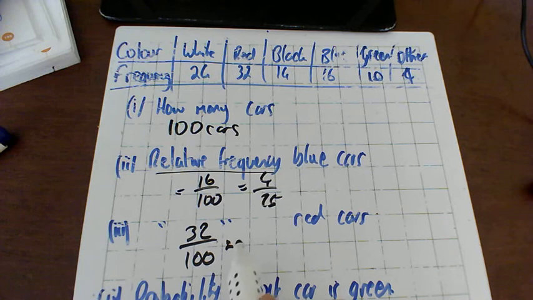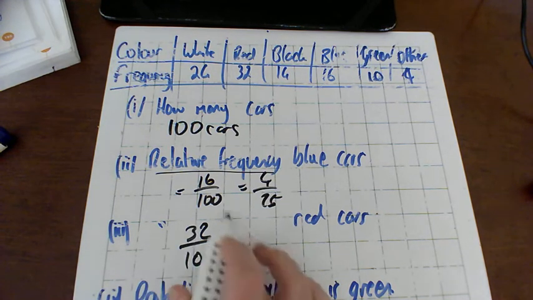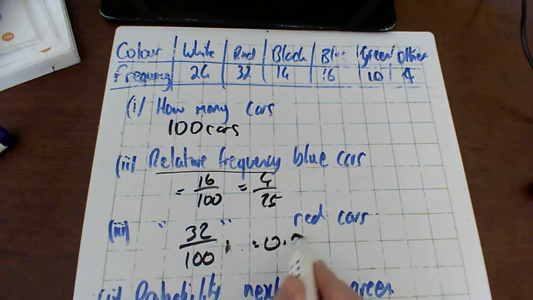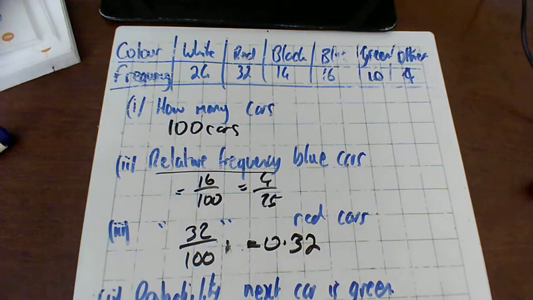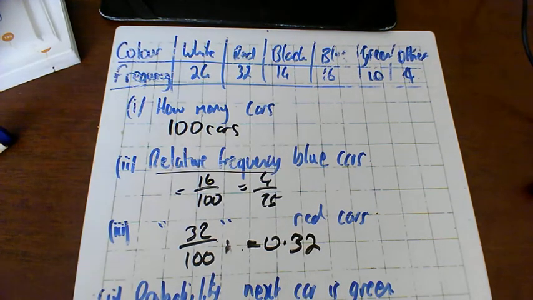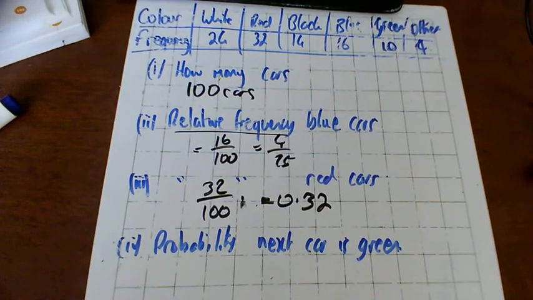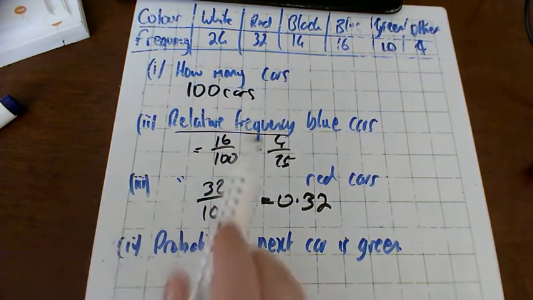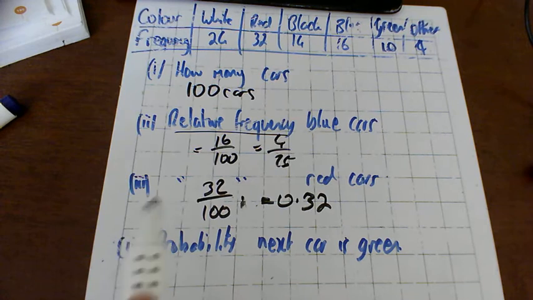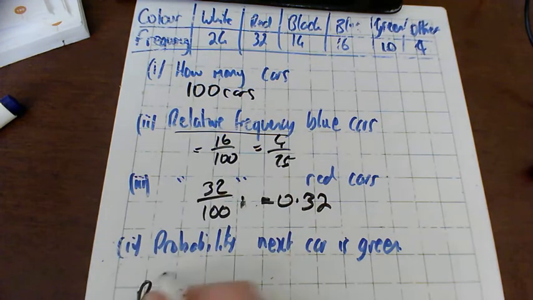They put it as a decimal. Do they ask for it as a decimal? Yeah, they ask this one as a decimal, so you just put 0.32. Usually they don't care, but that one they specifically asked for a decimal. The probability that the next car is green. So you're using your data to predict the probability. The probability the next car is green is equal to 10 out of 100, which is 1/10 or 10% or 0.1.